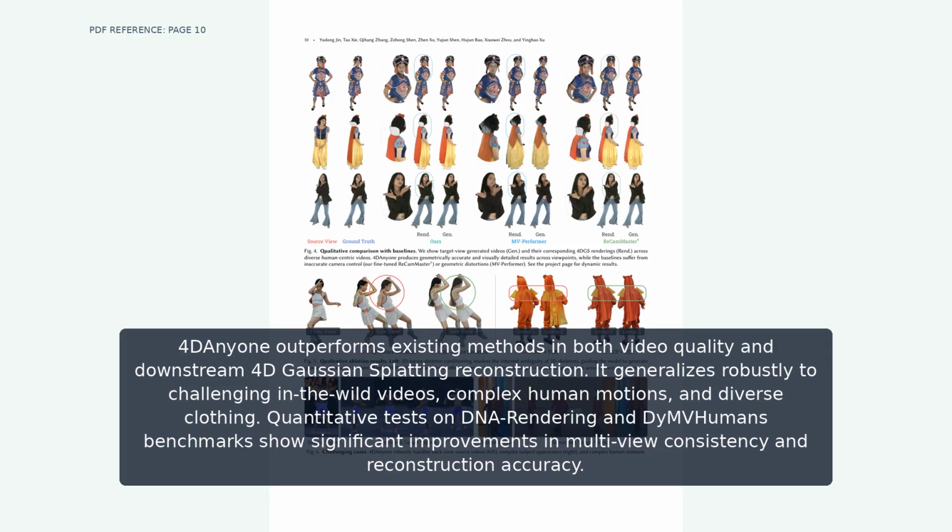4DAnyone outperforms existing methods in both video quality and downstream 4D Gaussian splatting reconstruction. It generalizes robustly to challenging in-the-wild videos, complex human motions, and diverse clothing. Quantitative tests on the DNA-Rendering and DIMV humans benchmarks show significant improvements in multi-view consistency and reconstruction accuracy.